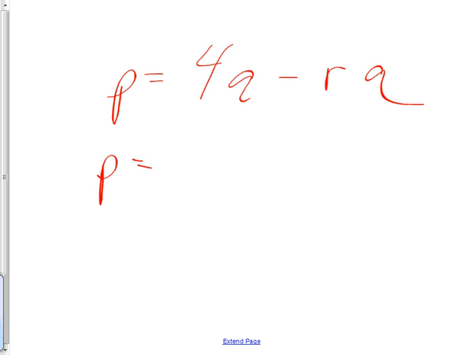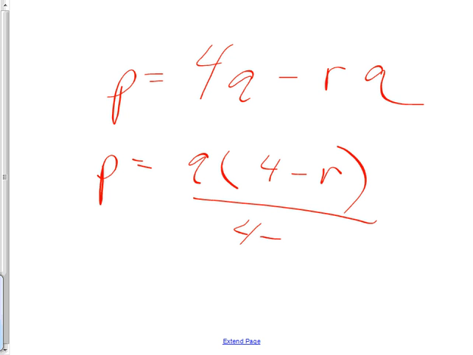If you learned that factoring trick, you just took a q out of both of them and put 4 minus r. How do you know you're right? You just multiply it back out. Q times 4, 4q. Q times r, rq. Yay, I did it right. Is q alone yet? No, but I can get it alone really easy. Now all I got to do is divide by 4 minus r, divide by 4 minus r. Cancels. Q is equal to p over 4 minus r.